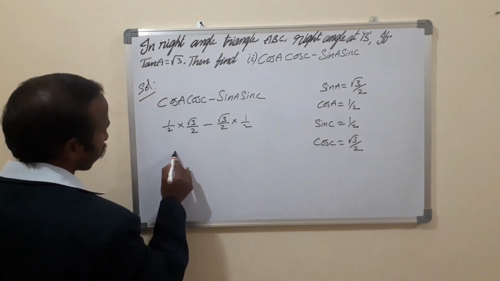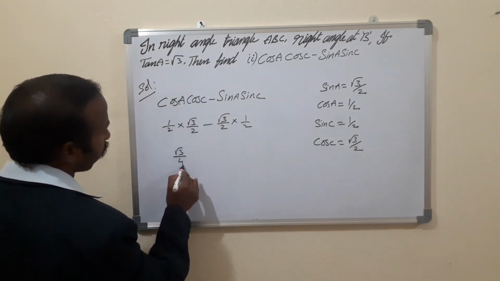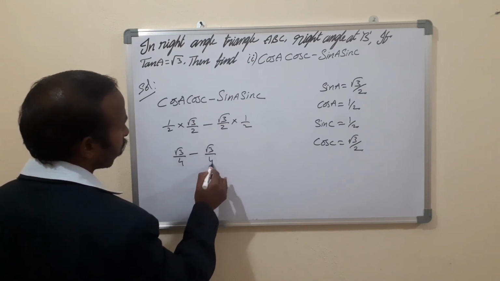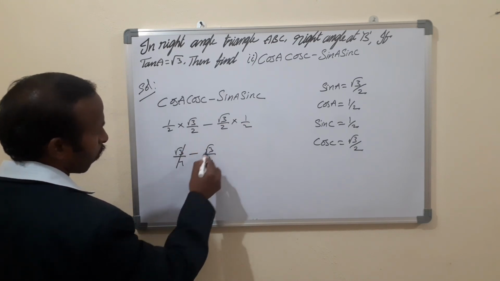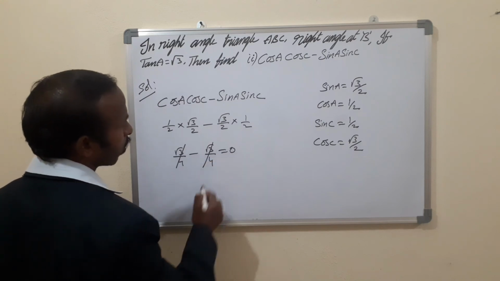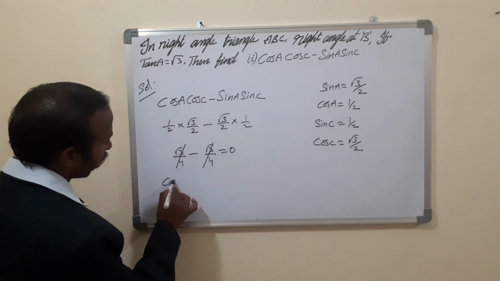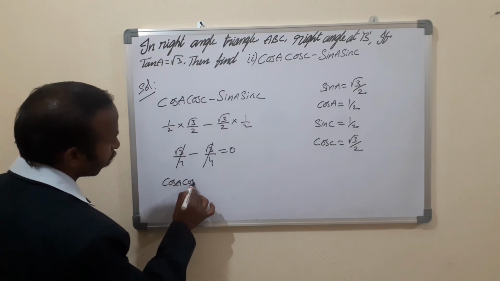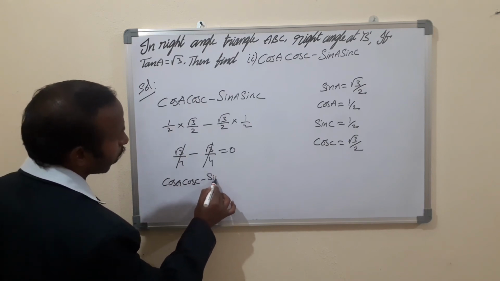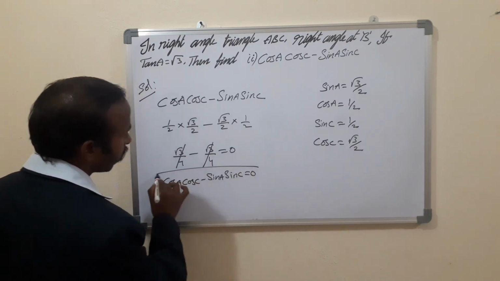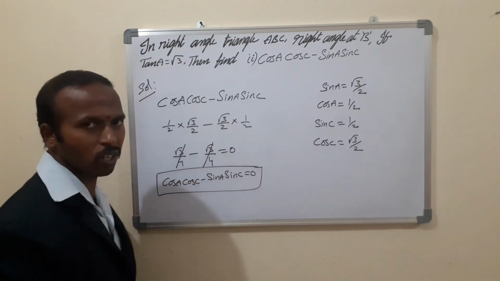The question is cos A cos C minus sin A sin C. Now cos A is nothing but 1 by 2. Cos C is nothing but square root of 3 by 2 minus sin A is nothing but square root of 3 by 2. Sin C is nothing but 1 by 2. This is how much? Square root of 3 by 4 minus square root of 3 by 4, get cancelled. The answer is 0. So finally cos A cos C minus sin A sin C is equal to 0. This is also one of the identity in trigonometry.